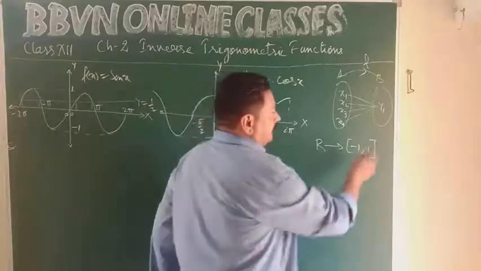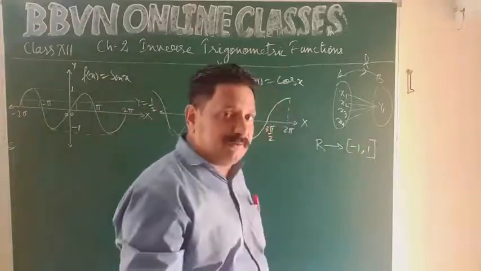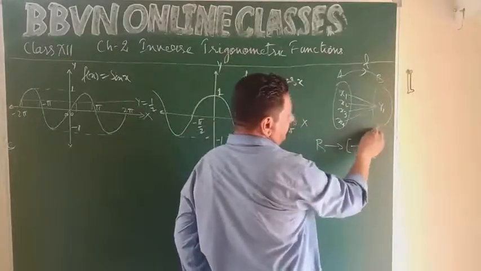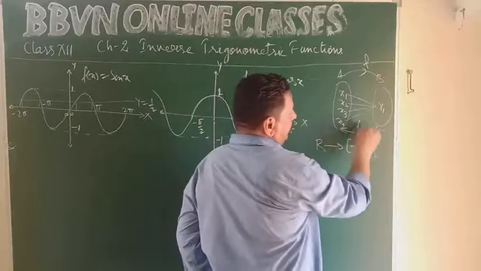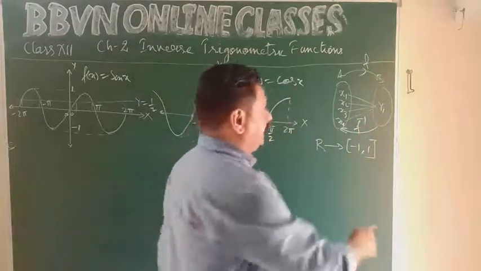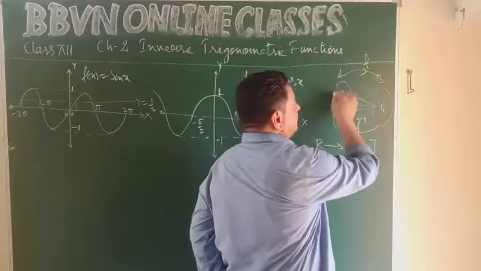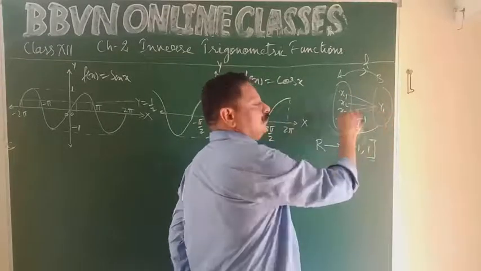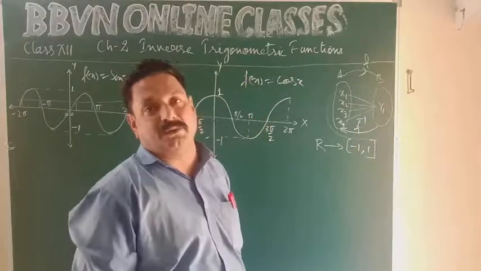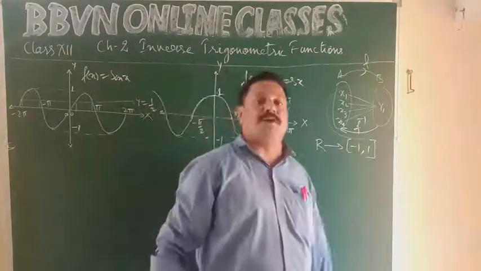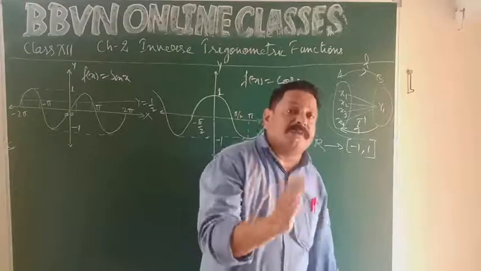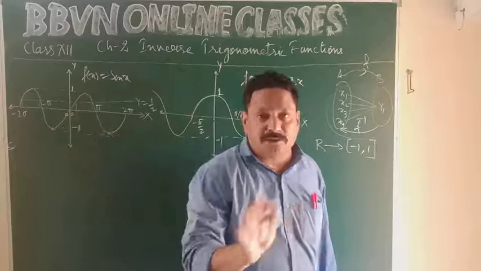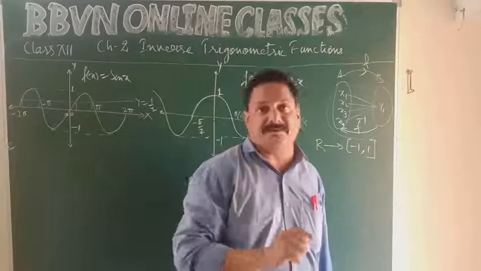Now the inverse function means the domain will become the range and the range will become the domain. So from A to B you have a function f, and from B to A you will have f inverse. Now f inverse is a relation, not a function, because for one element in the domain set you have more than one image in the codomain set. So if we consider the full domain and range, the inverse trigonometric function does not exist. It is a relation, not a function.